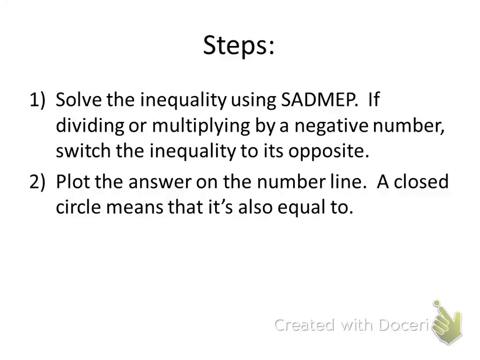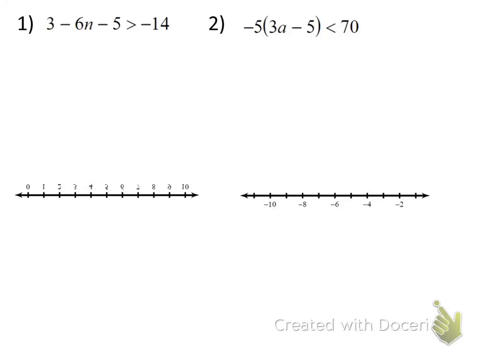If dividing or multiplying by a negative number, switch the inequality to its opposite. Plot the answer on the number line. A closed circle means that it's also equal to. Okay, so I'll do numbers 1 and 2.